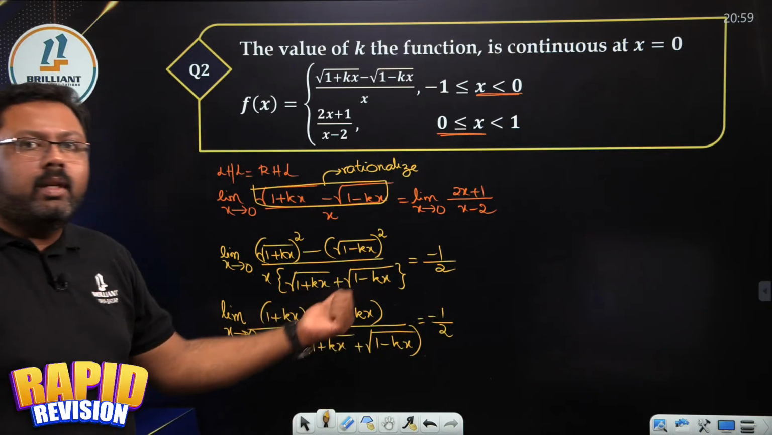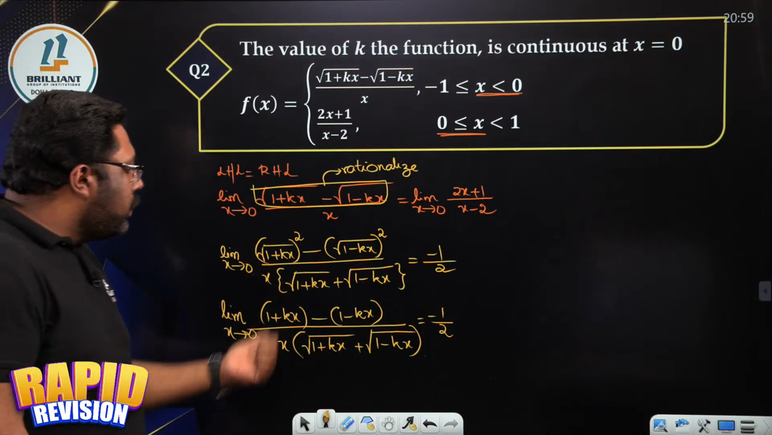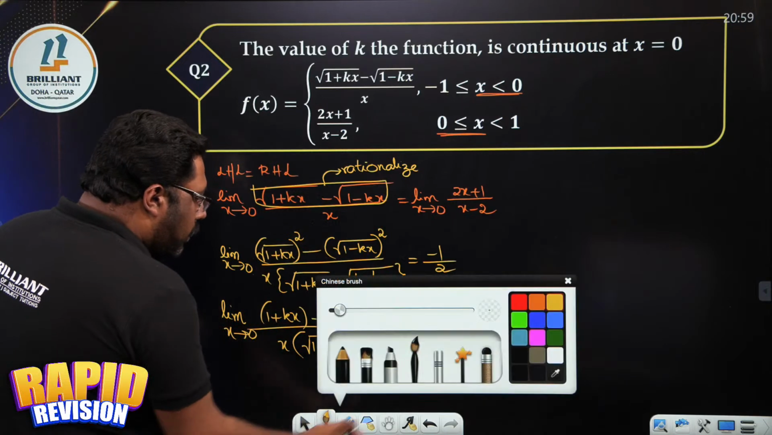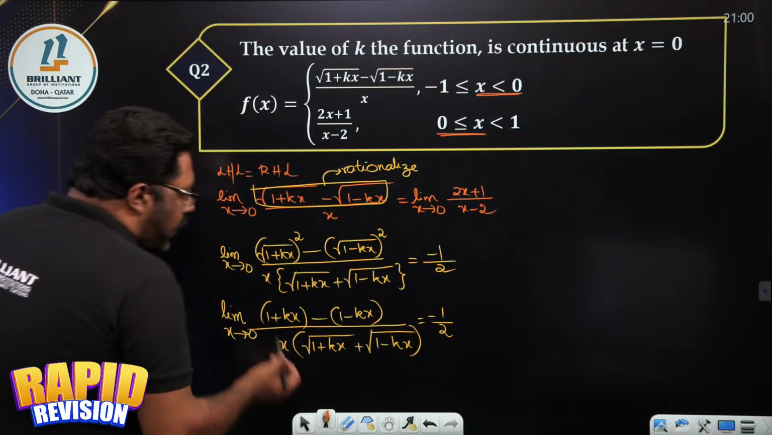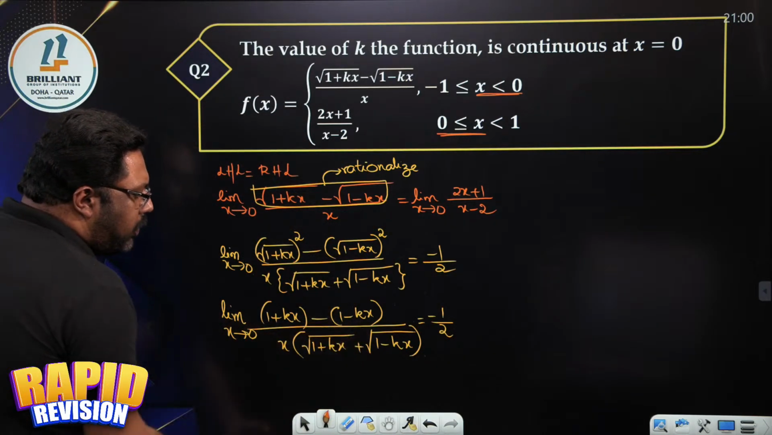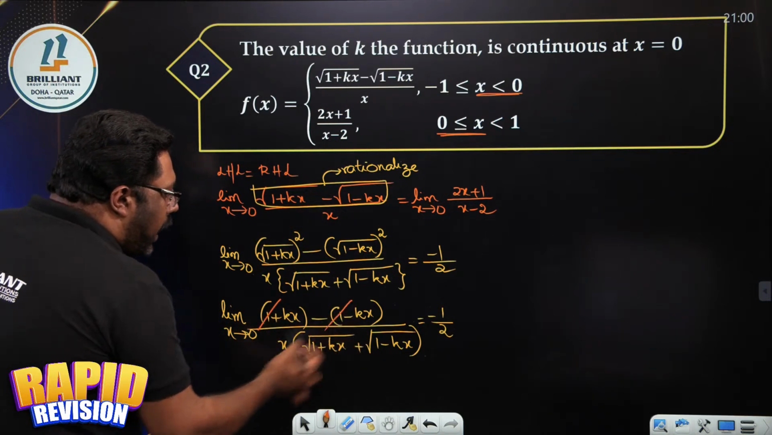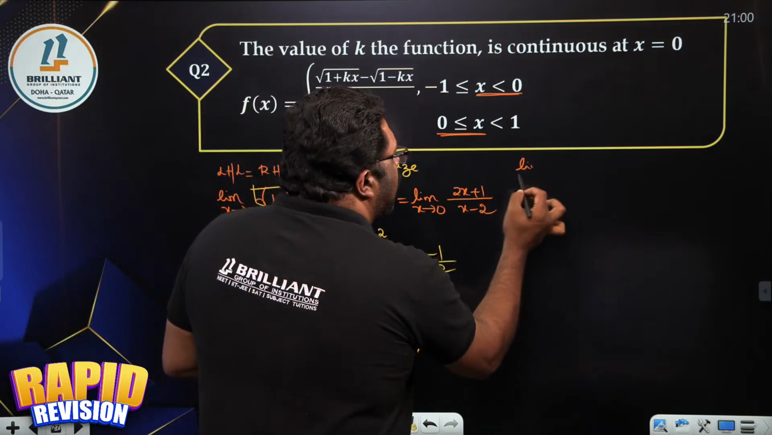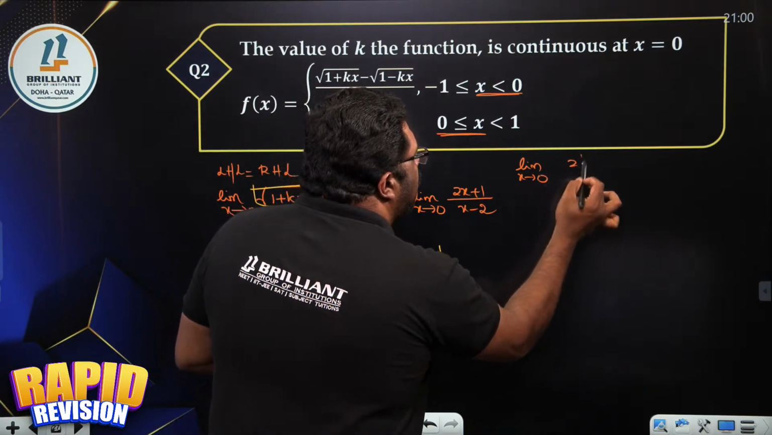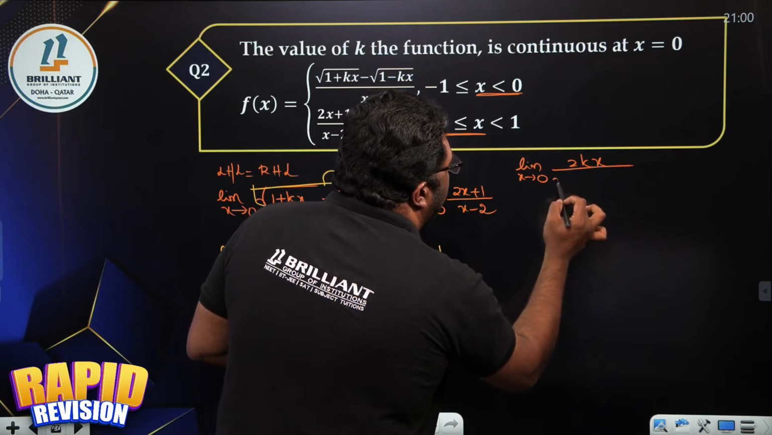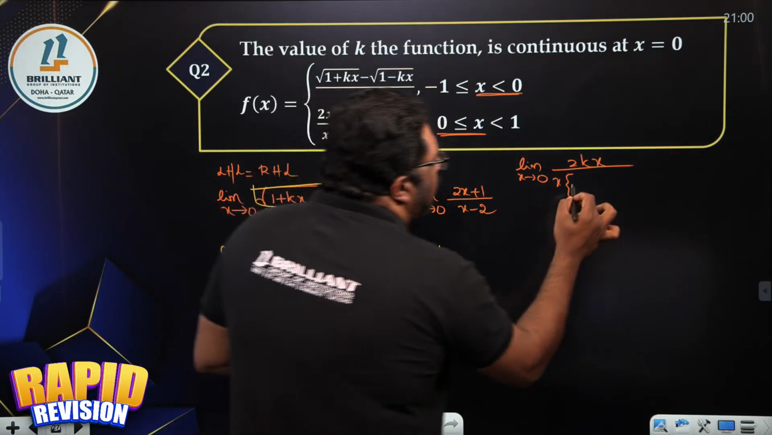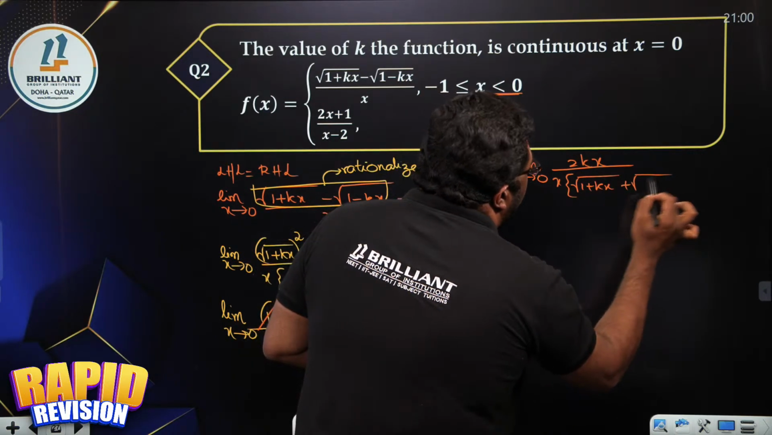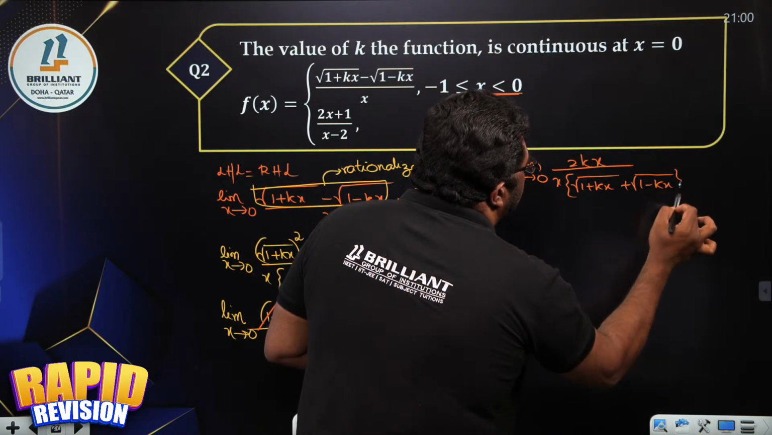Substitute the value of x equal to 0. You get, before that, if you put x equal to 0, denominator and numerator both will become 0. You can see that now it's 2kx by x. Limit of x tends to 0, 2kx by x, inside the bracket, root of 1 plus kx plus root of 1 minus kx.